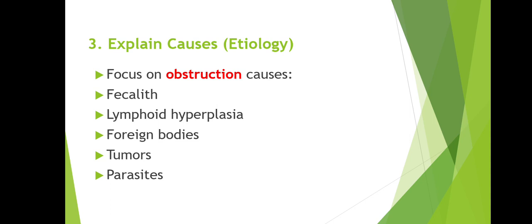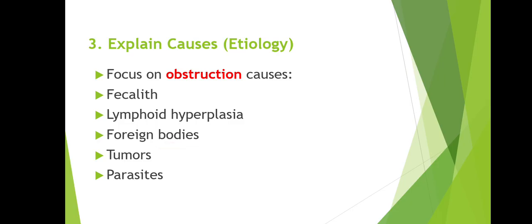So now let's try to break down this obstruction. How does obstruction come about? Don't worry, we are going to review it very well. So we have fecalith. The feces, because that is part of the large intestine, if the feces get too hard, they form more like a stone, and then they clog the lumen of the appendix. Okay? Lymphoid hyperplasia, foreign bodies, tumors, parasites.